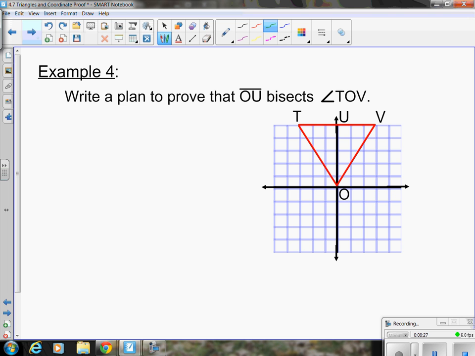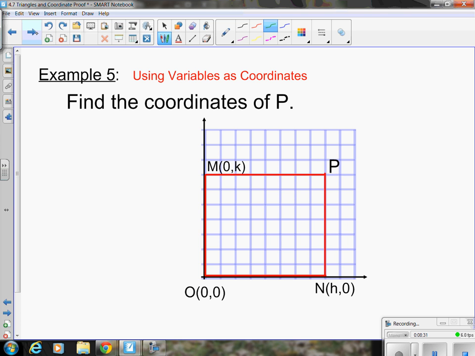I think we'll skip over this one to get to the last proof here, where we've got a true coordinate proof. We want to find the coordinates of P. We want to know what P is.